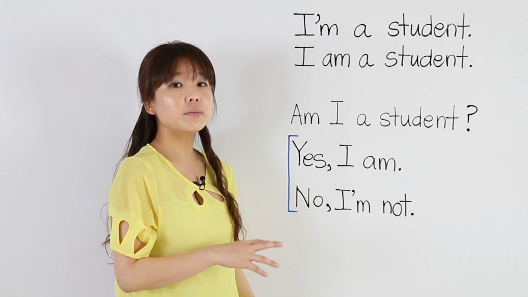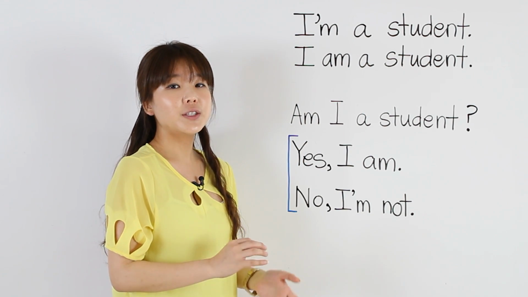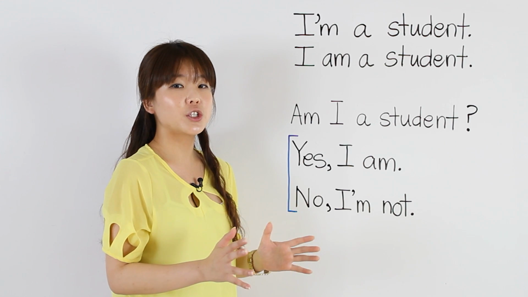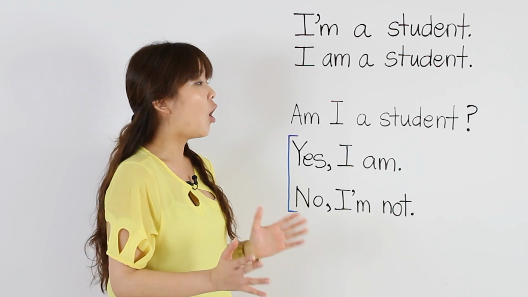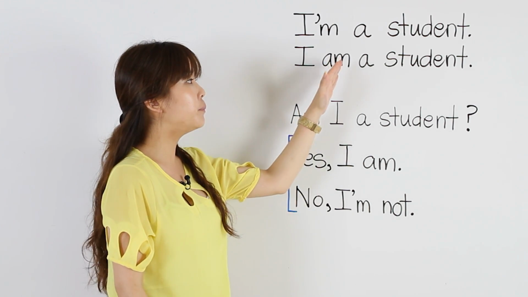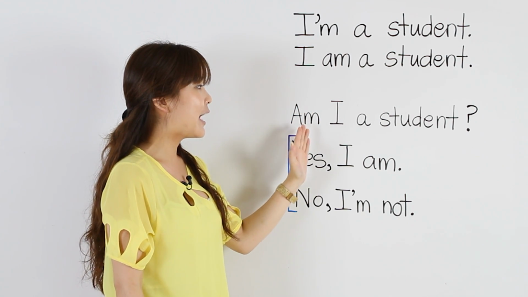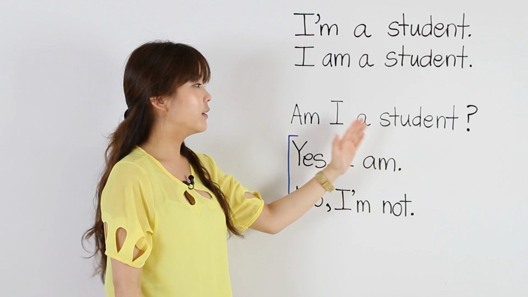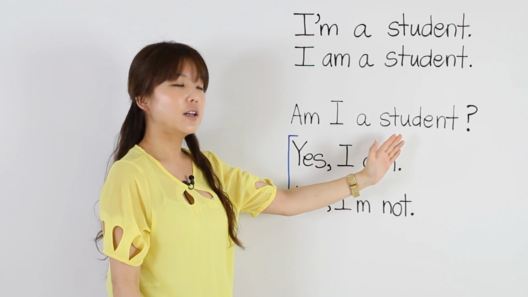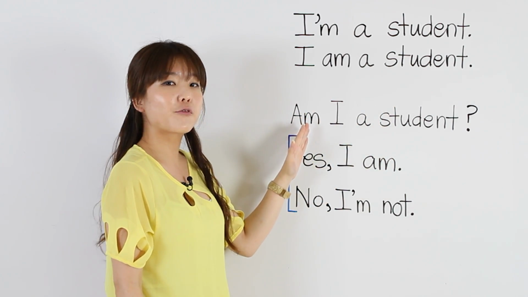Now, when we want to make a question, we just have to make a simple change. It's very easy. All you have to do is put the be verb in the front. Okay? So, am I a student? Am I a student? The be verb comes in the front.